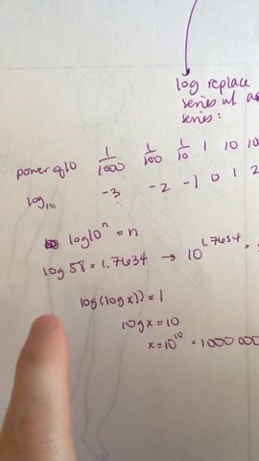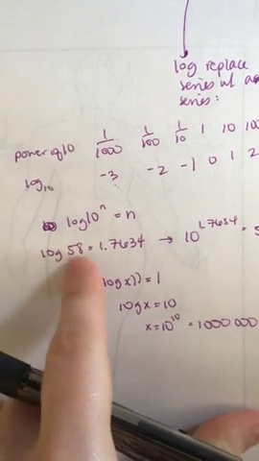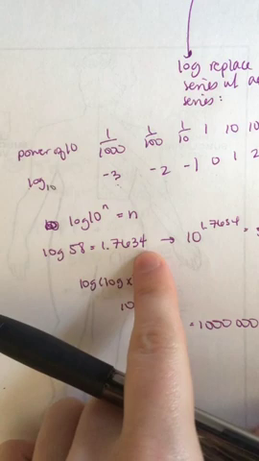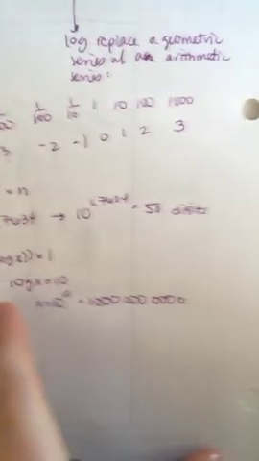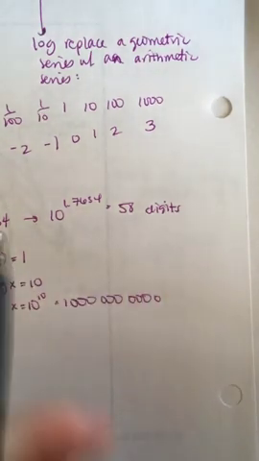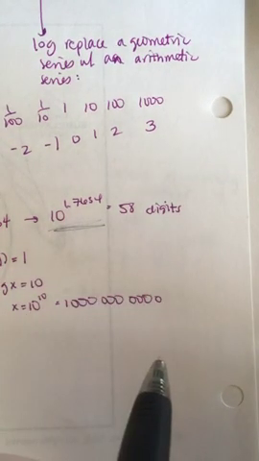I found a website that just talked about this. So the common log of 58 gives you this. That means 10 to the 1.7634 equals 58 digits. So whatever number this is, it has 58 digits.